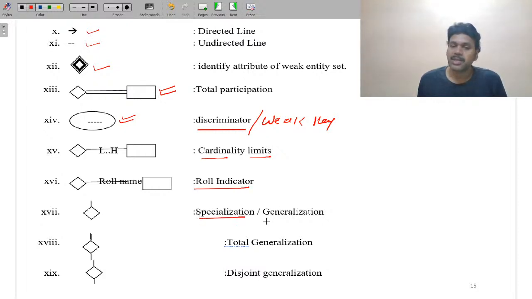This is used for specialization and generalization purposes. So this is a total generalization. So you need to learn almost all terminology. What you need to learn, now I'm going to tell you, we need not learn all these things. Even in real time it is not required, and GATE also does not require it.